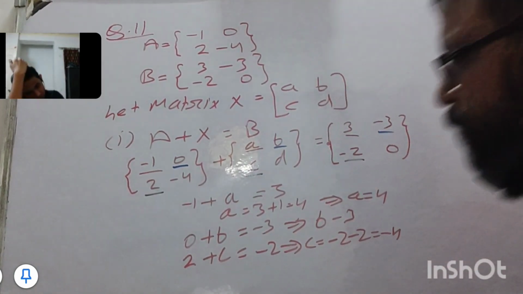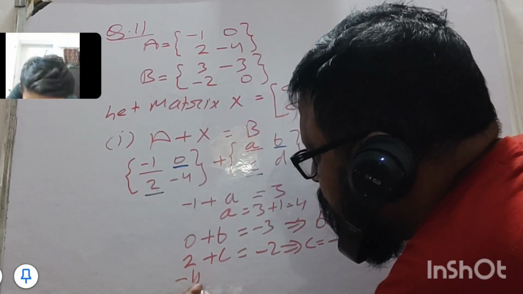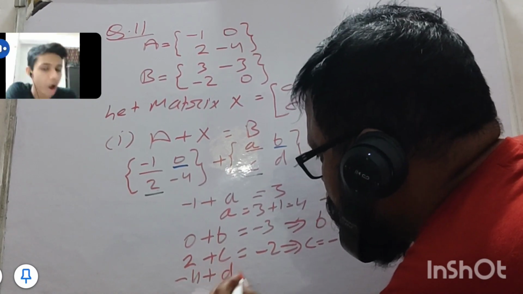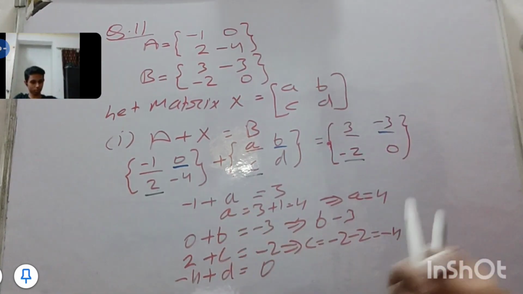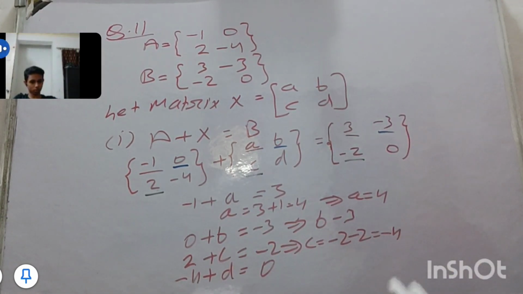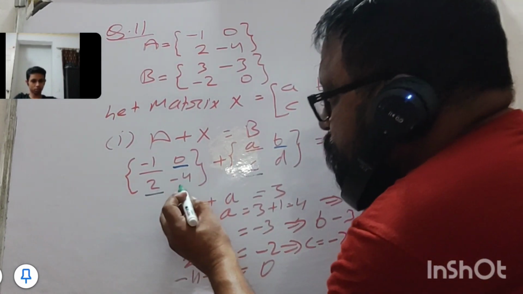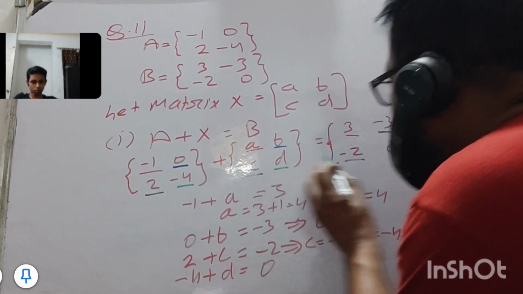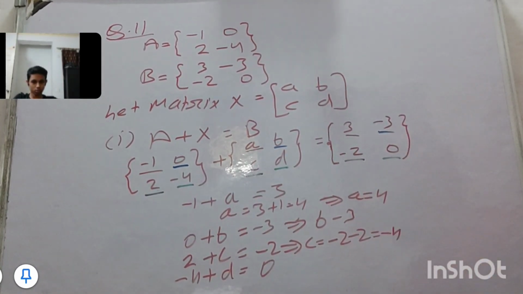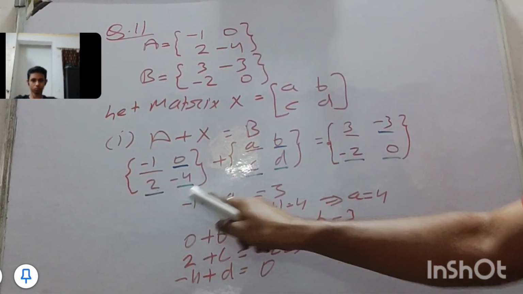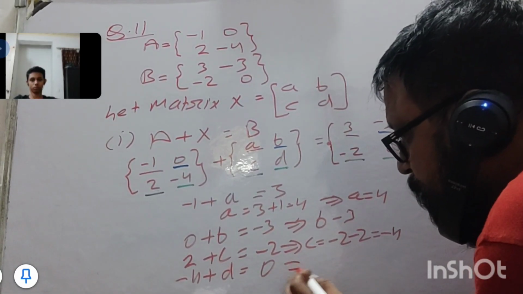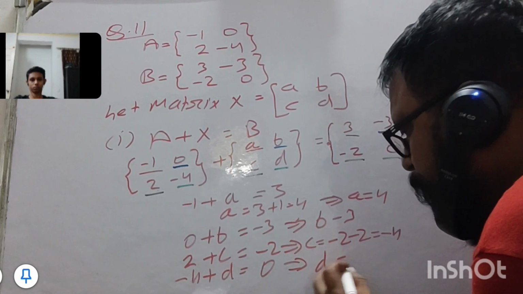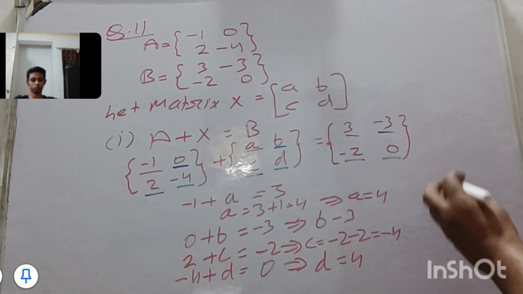And now we will take -4 plus D is equal to 0. So D is equal to 4. We will write D is equal to 4.